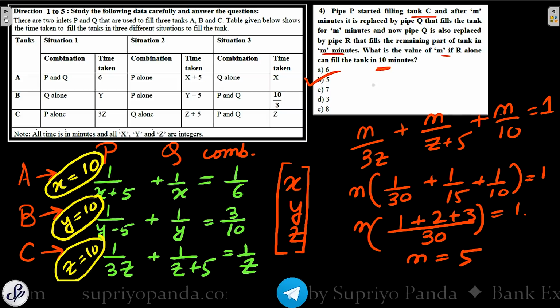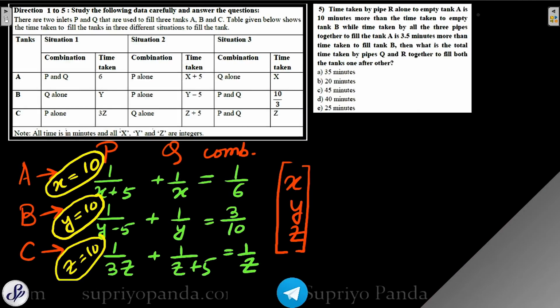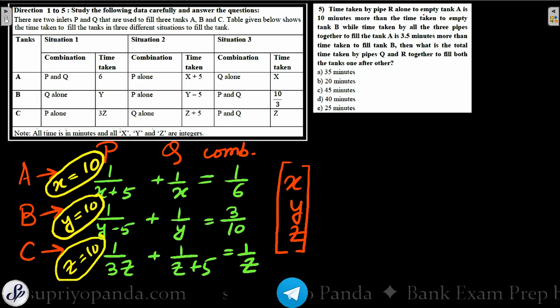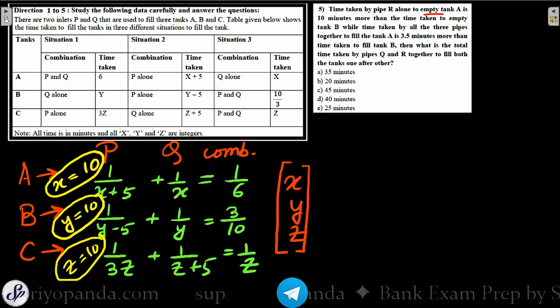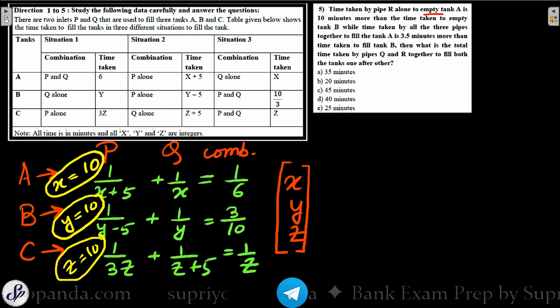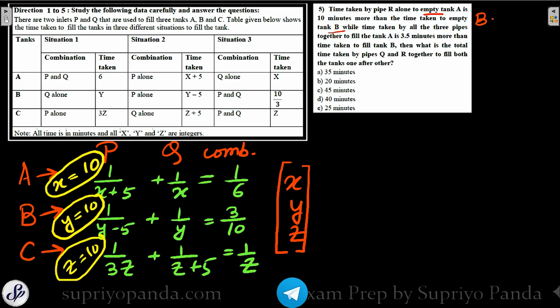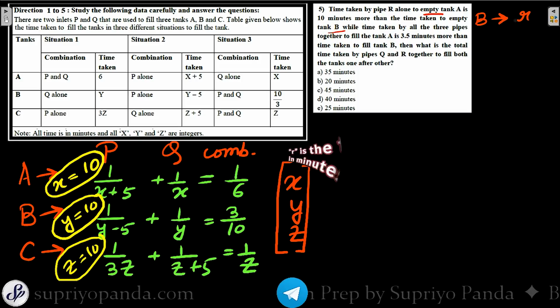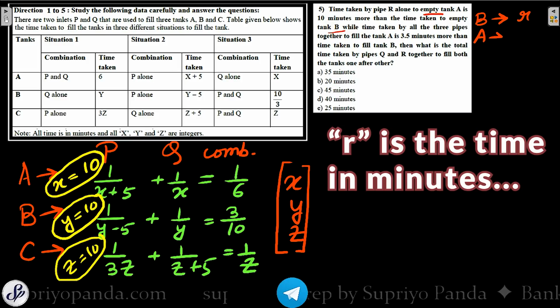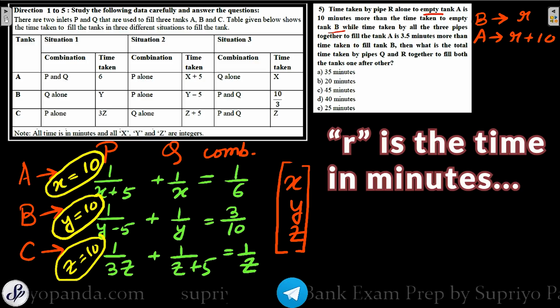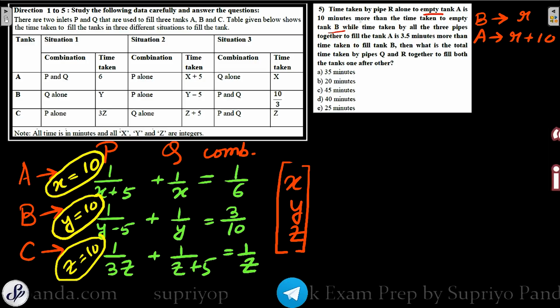Now let's move to the final question for this set. Question number 5. The time taken by pipe R alone to empty tank A is 10 minutes more than the time taken to empty tank B. Okay, we can just write it that for B, if the rate is actually R, say, then for A, the rate will be R plus 10. We can write this. They are just emptying the tank. So remember that. Okay, that's the first part.